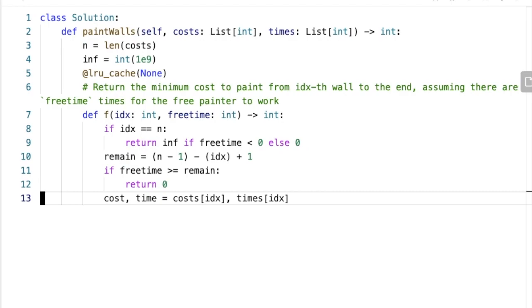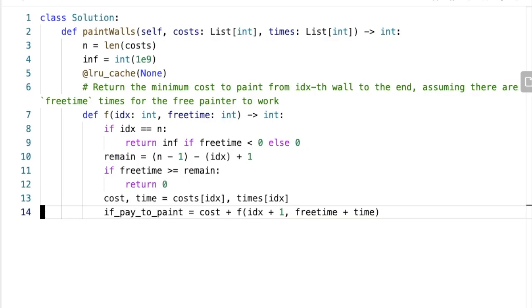And we're just going to initialize the cost and time of the current wall. So the first possible route for us is to pay to paint this wall. If we pay to paint this wall, then we have to add the cost at the end because, well, we pay for it. However, there's one benefit: if we pay to paint this wall, we actually gain this free time as well, that we can use later to ask the free painter to do stuff for us. And index + 1, because we have to look at the next wall from here.